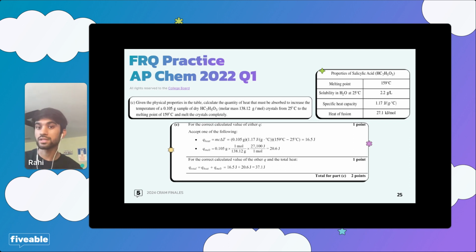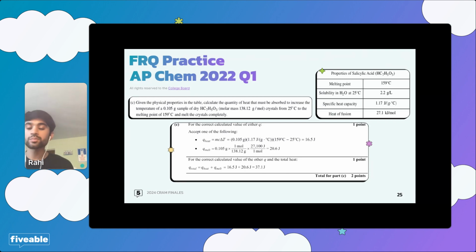Heat of fusion is given to you. Yeah, it's in that table. So we're going to convert the heat of fusion to joules over mole first, which literally just means take the 27.1 and multiply it by 1,000. So it's 27,100 joules per mole, right? So once we do all our math over there, we end up with 20.6 joules. That is how much energy it took to melt the crystals.